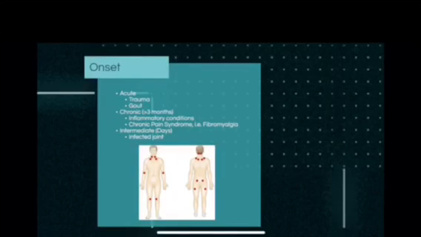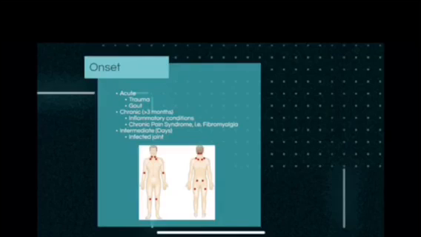So let's go to onset, the O in SOCRATES. Was it acute? Things like trauma or gout. In the case of trauma, it will typically be pretty obvious what caused the pain. The question will be how bad is the injury and what treatment needs to be applied. So trauma is a good one to really clearly define the onset. Again, get a good event history from them.